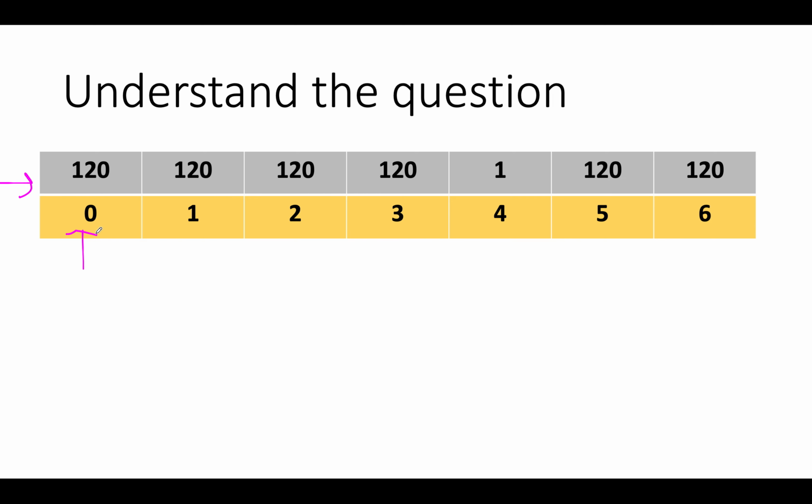So we'll take two pointers, low and high, and low points to 0, high points to 6. Let's go and find out the middle element. The middle element happens to be 3 and the value is 120. So let's do the comparison. We have low at 120, middle at 120, and high also at 120.